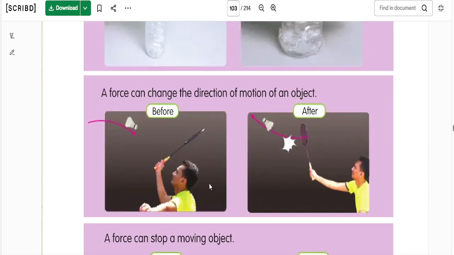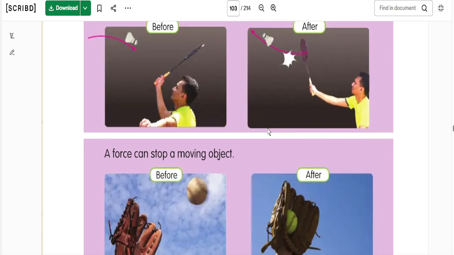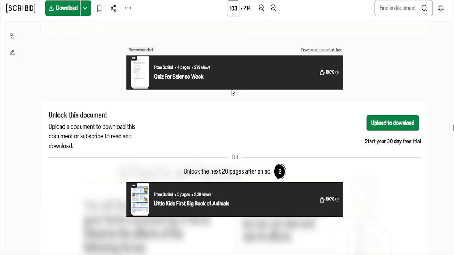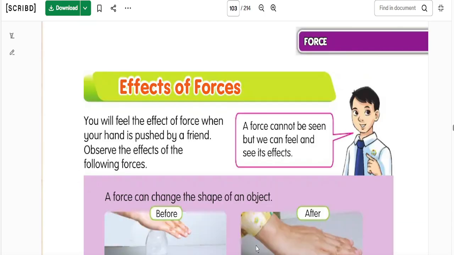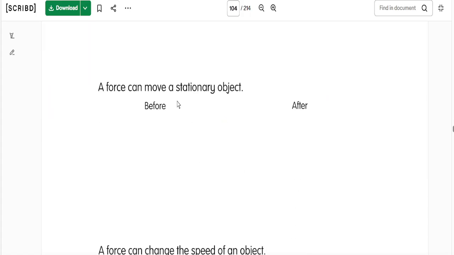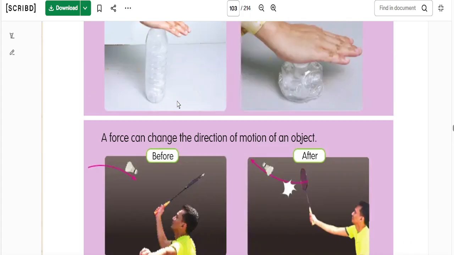Again, in the second picture, a force can change the direction of an object. If you hit a ball with your bat, or hit it with your racket, the direction would change, right? You can also stop a moving object. If a ball is coming towards you and you catch it, the moving ball stops. Catching means you are applying force to catch it, right? So you can stop a moving object by applying force. These are some effects of force.